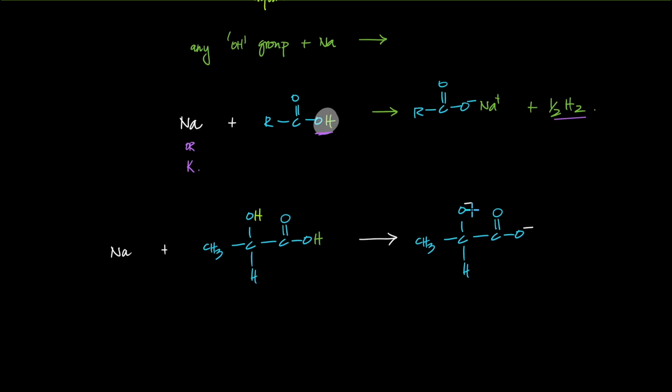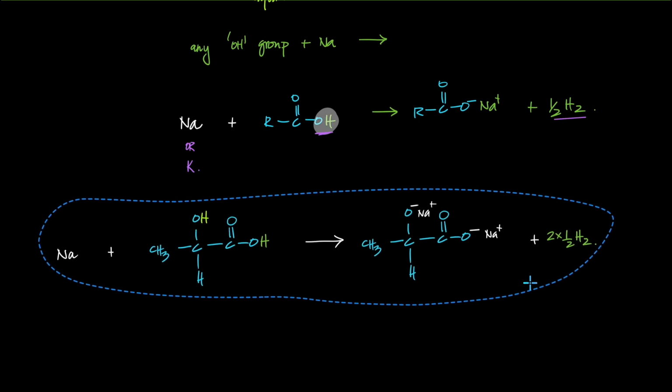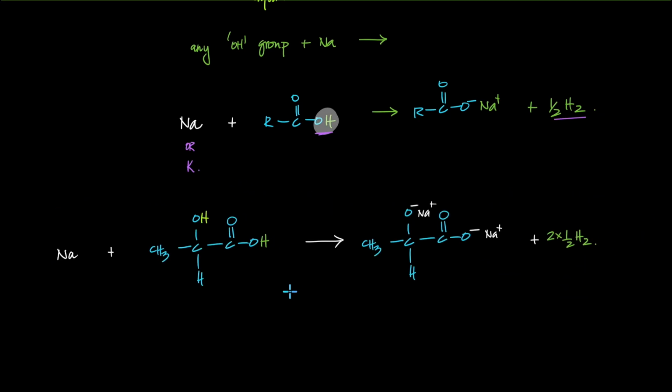And when they get a negative charge, they'll bond to Na here and Na there. It becomes an ionic salt. And each H is given out as half H2. So you'll actually have two lots of half H2 given out, which becomes 1 H2. You guys can do the math, but I wanted to make it a little more obvious. So the idea is that no matter how many OHs you have, each OH will react with sodium, and therefore you'll need 2 sodiums. This is how it balances out.